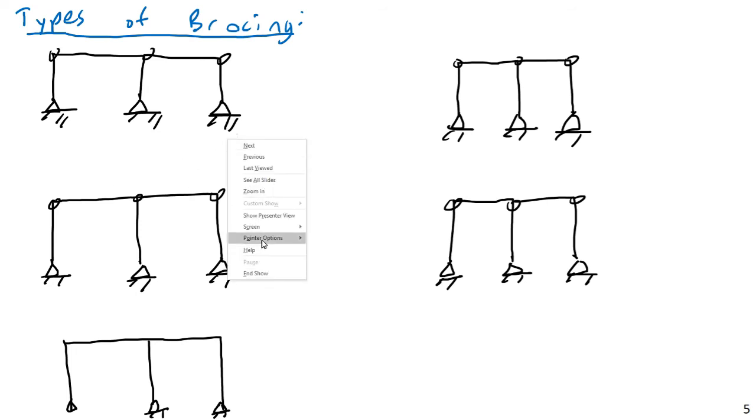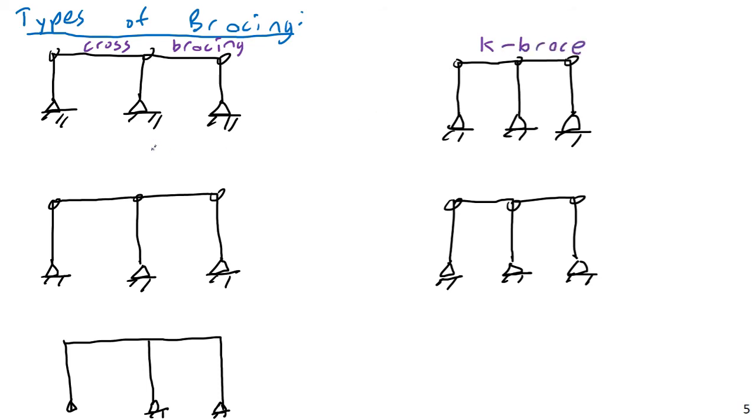Okay, so let me label each of these first, and then we'll discuss what they are. So the 5 types we need to be aware of, for now anyway, are cross bracing, the K-brace or K-bracing, the knee brace, the 2-way brace.